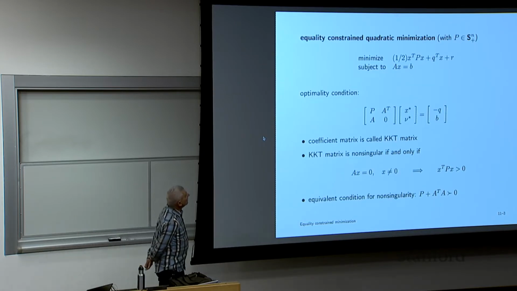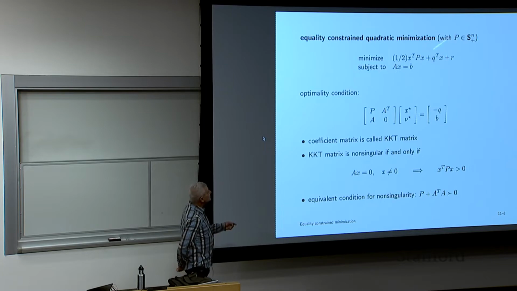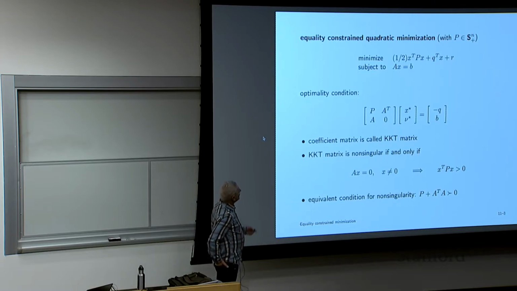Okay, so here's a classic example, the quadratic. Here's an equality constrained quadratic minimization problem. It looks like this, right? And for the optimality condition, the Hessian is just P. The gradient is going to be Px plus q or something like that. That's the gradient. And then you can write out the optimality condition this way. Okay, so that's what it is, right?